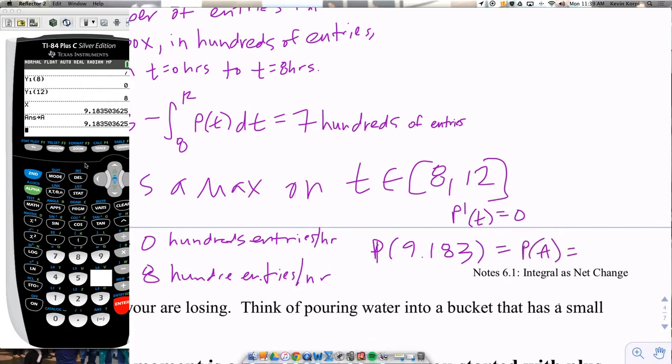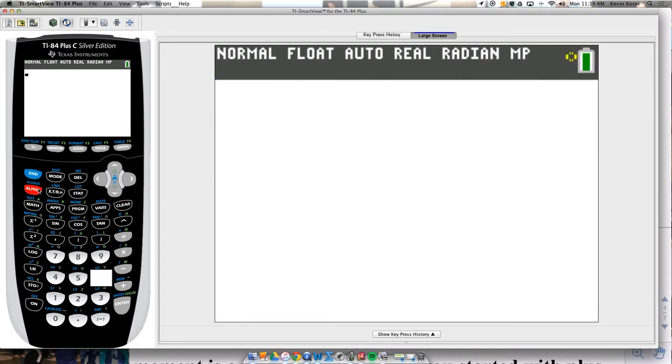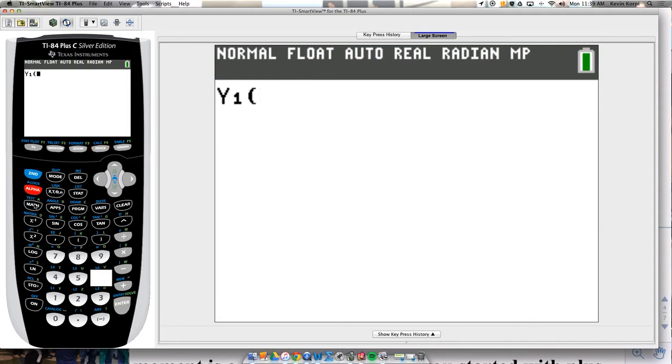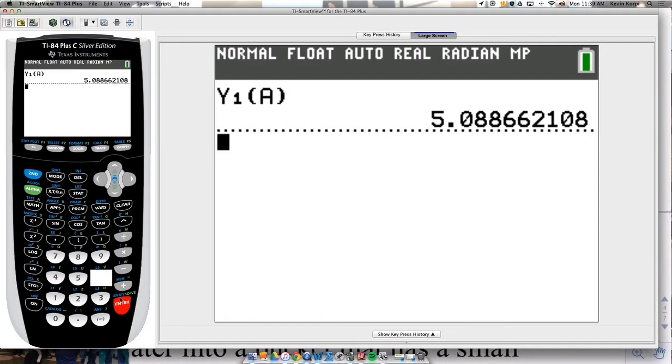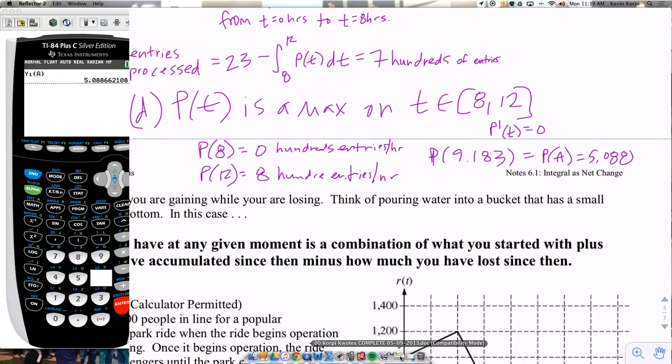And now from the home screen, just like we did before, alpha trace. I still have my function in Y1, and I can evaluate it at alpha A. And we get 5.088. Okay, so your final conclusion, since we're running out of time: entries are being processed most quickly at T equals 12 at midnight. At this time, they're being processed at 800 entries per hour.